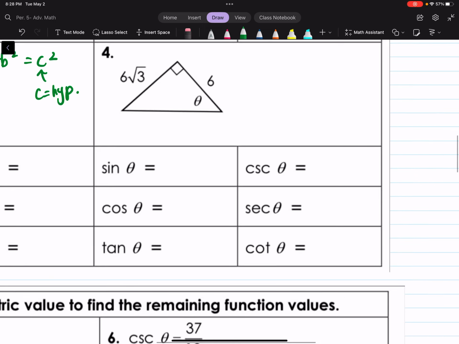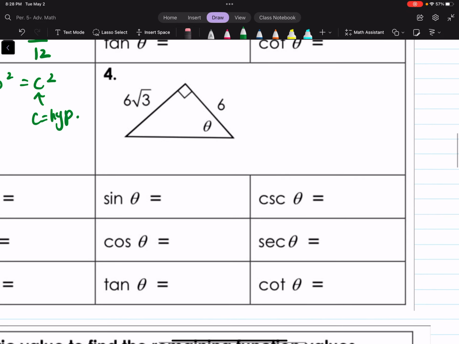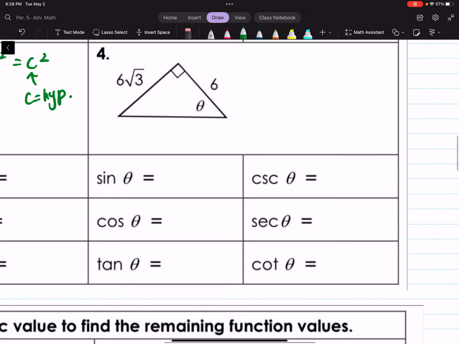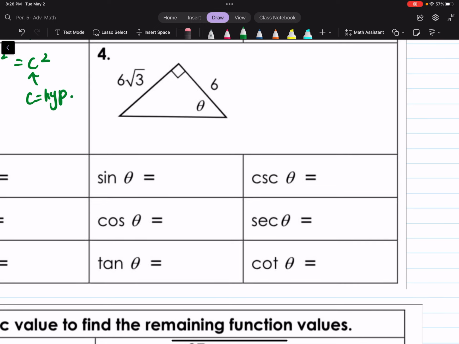Let's talk about 4. So in number 4, first of all, this one's difficult, right? Because you're missing a side and it also has a square root. So this will be a good example for me to go over. Once I do this one, you should be able to do 2 and 3 yourself. So let's first solve for a missing side. I need to realize here, which side is this x? Is that a leg or is that the hypotenuse?